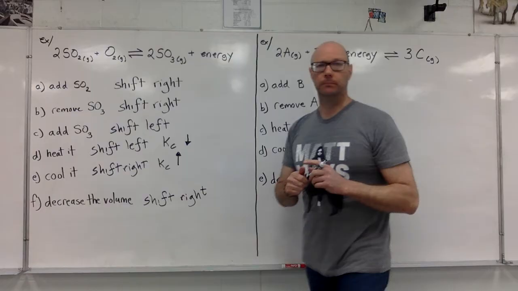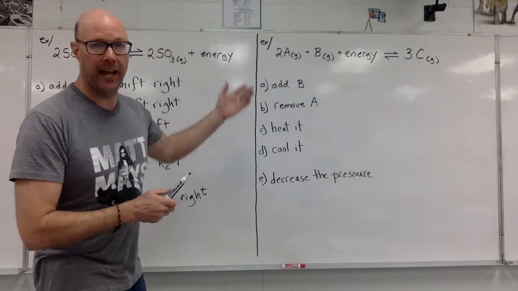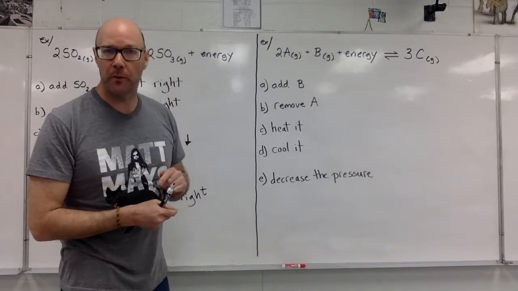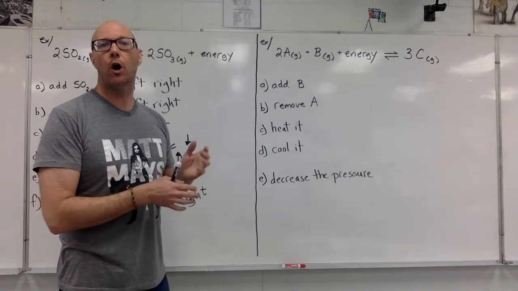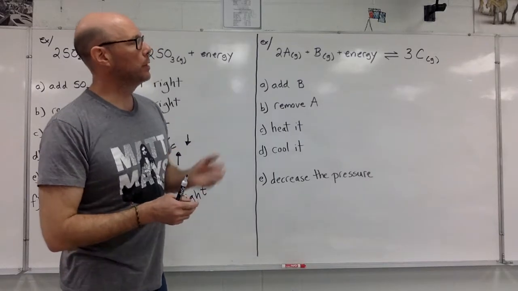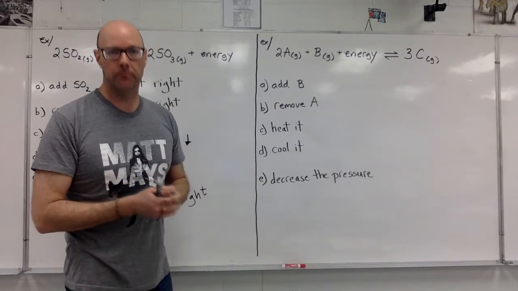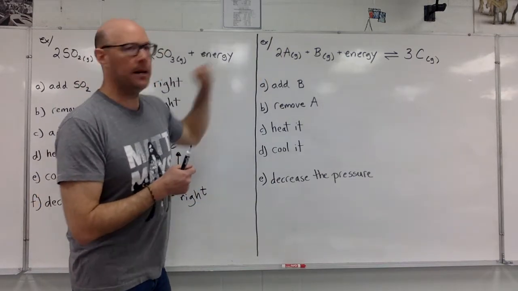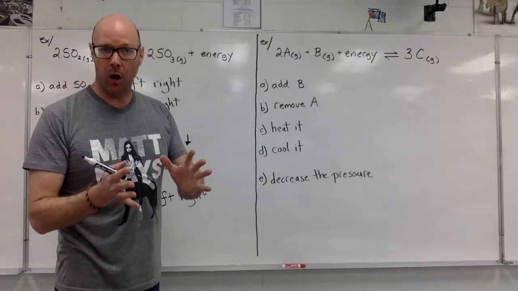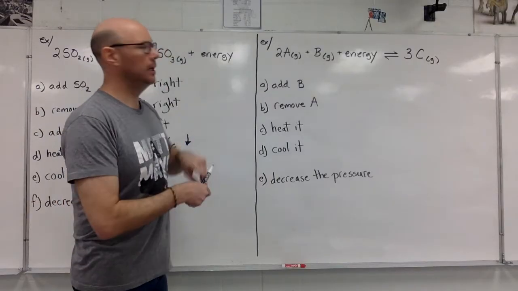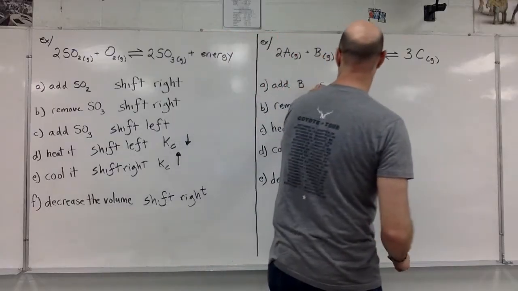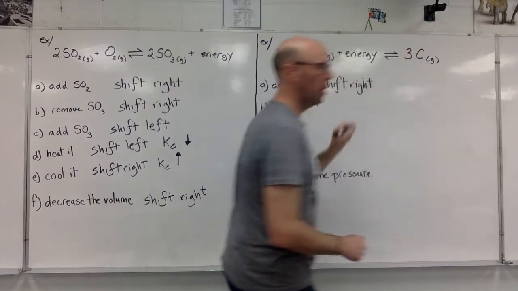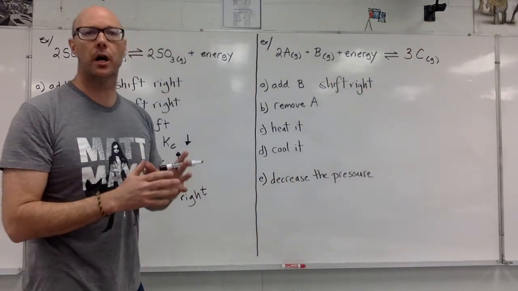A second example: 2 moles of A reacting with 1 mole of B, both gases. This is an endothermic reaction. We have energy written as a term on the reactant side, in equilibrium with 3 moles of chemical C, which is also a gas. If we add B into this, the shift is away from where we added. If we add B, the shift is going to be to the right, a shift towards the products.